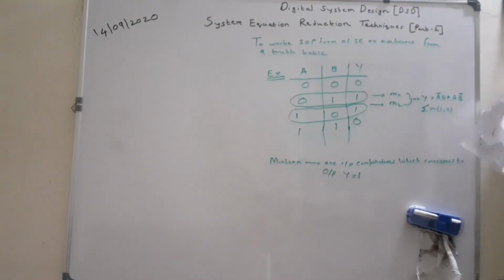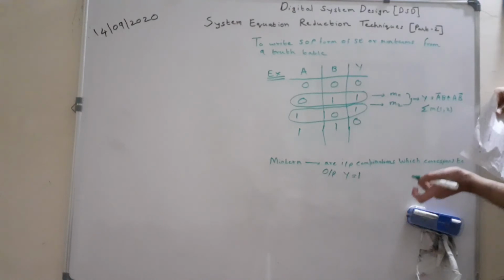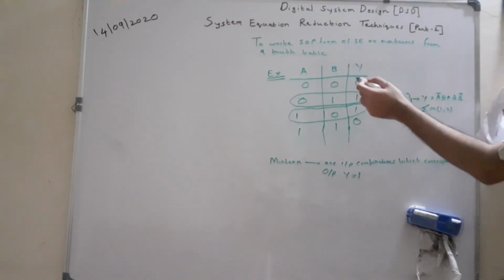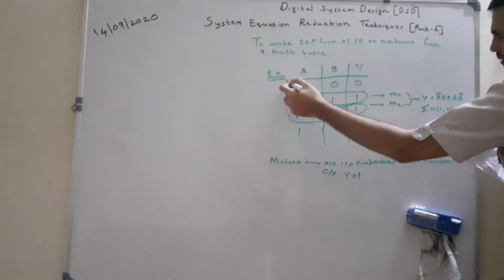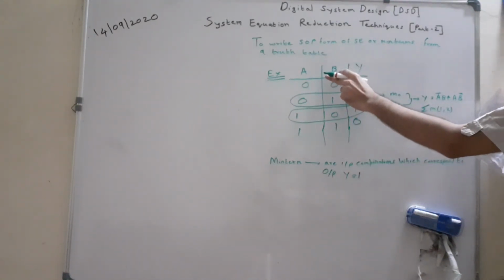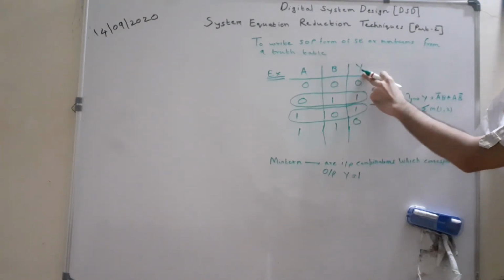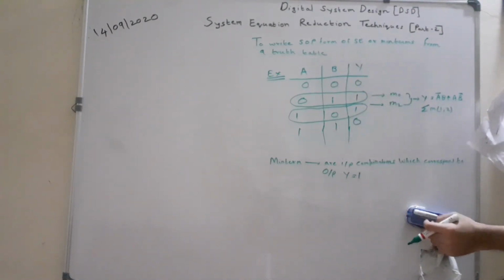So our next aim is to write the system equation in SOP form and from its min terms, which we get from the truth table. So this is our aim. We have a given truth table. This is our example. We have two inputs A, B. That is the reason there are 4 input combinations, and this is an output variable Y. So this is our normal truth table.